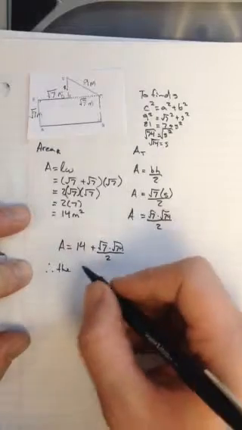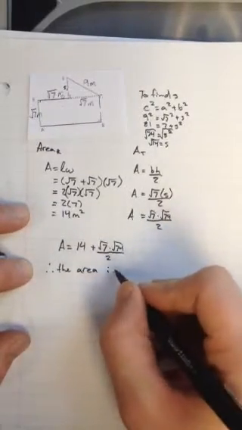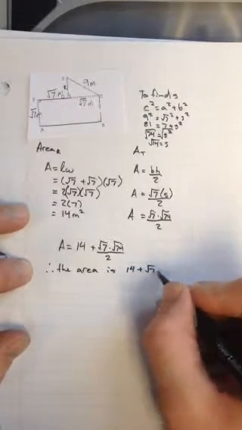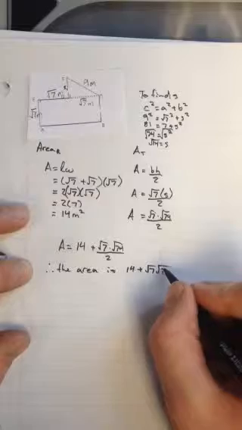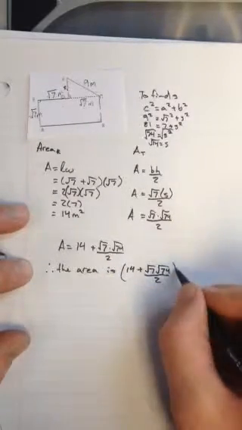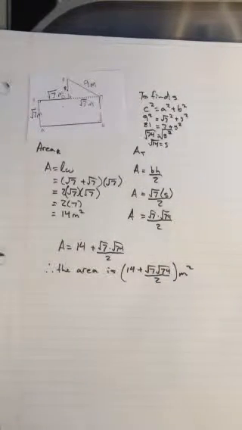And a statement to finish this off. Let's not forget that our units are meters, so our unit of area is going to be 2-dimensional meters, or meters squared. And that's how we find the area of a complicated composite figure exactly.